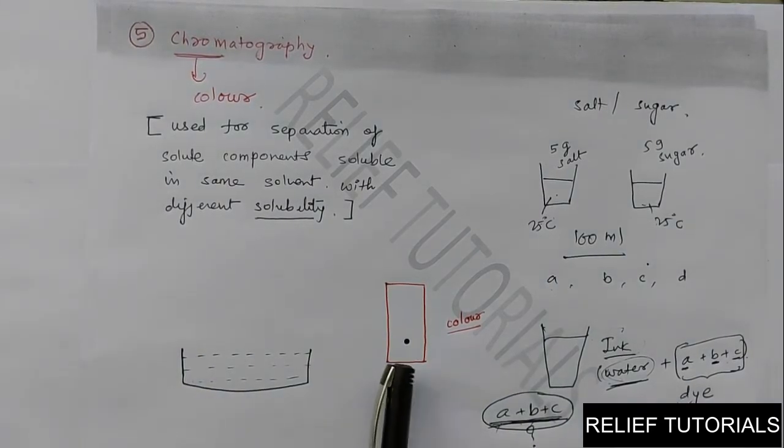So now what is this? This is a dot made up of how many colors? 2 colors, red and black. So red and black, 2 colors are present here now, and they are overlapped. Now how can you separate them? How can you separate the black and the red color?